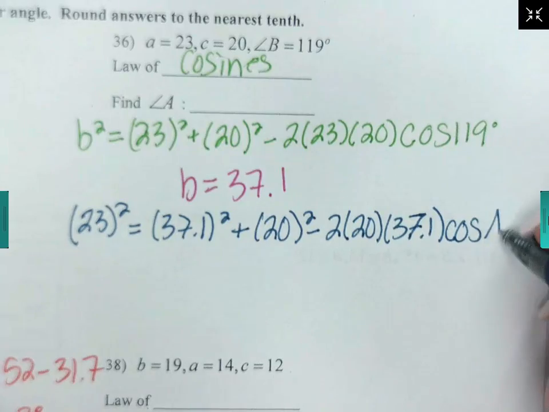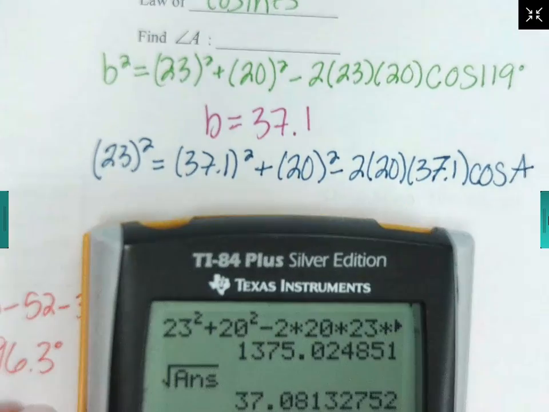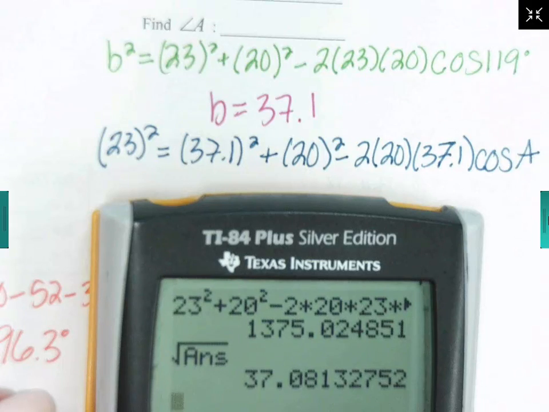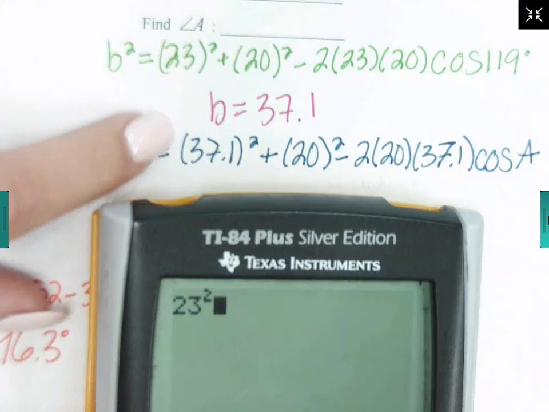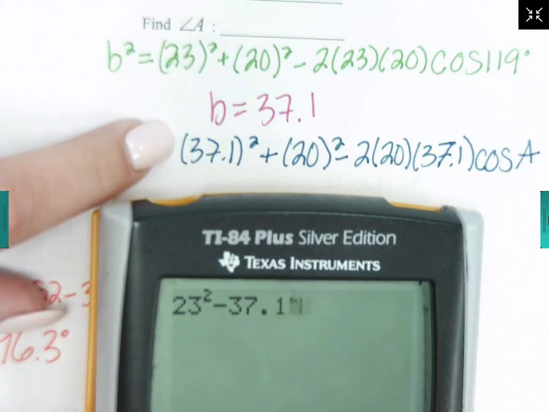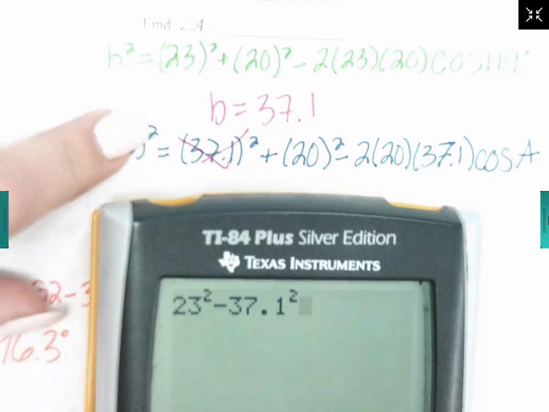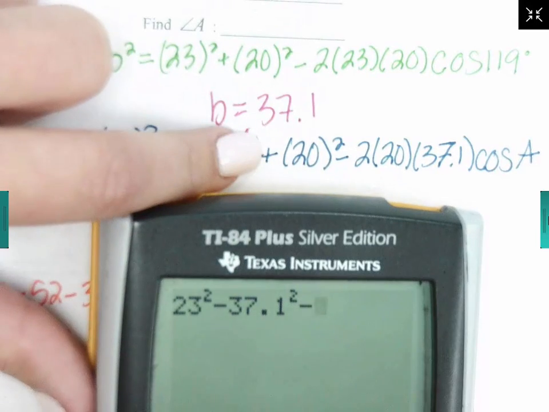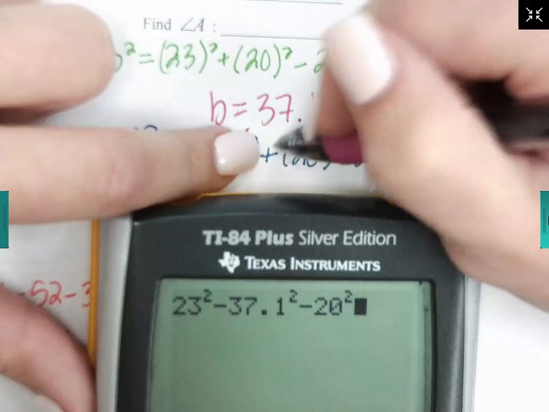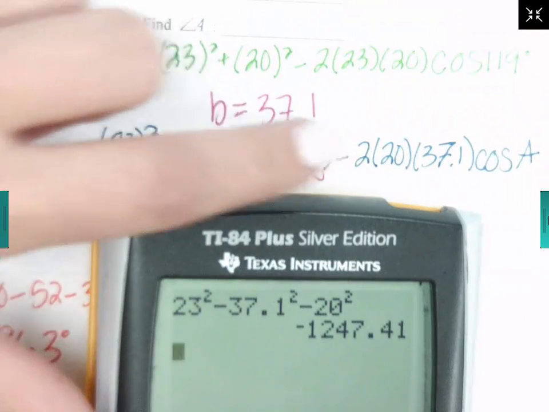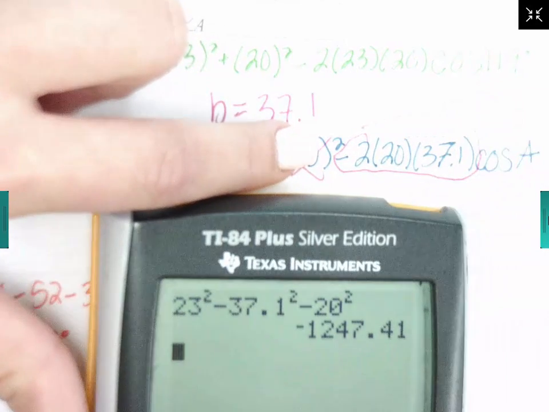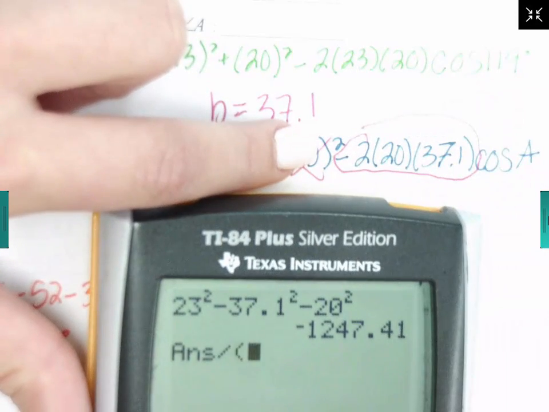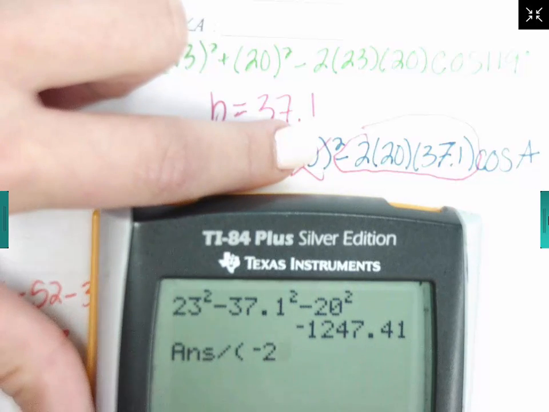And we're looking for A, right? Okay, and remember, we can just put all of this in our calculator. So that's 23 squared. And we know we're going to have to subtract this 37.1 squared. So he's gone. And then we're going to have to subtract this 20 squared. So he's gone. All right, and then we're going to have to divide by all of this. So we're going to press divided by, open parentheses, -2 times 20 times 37.1.